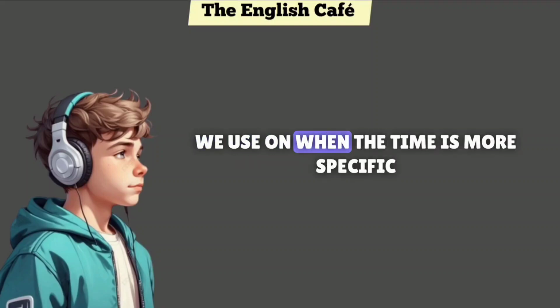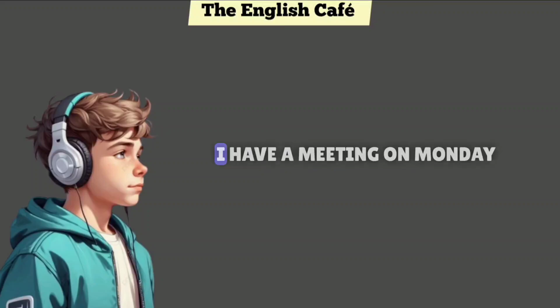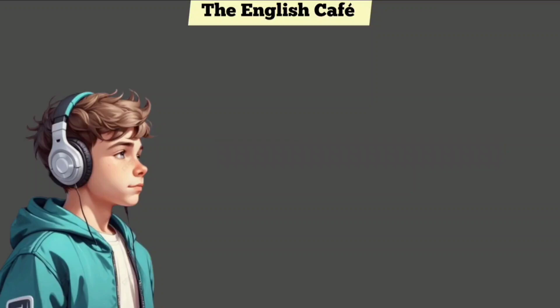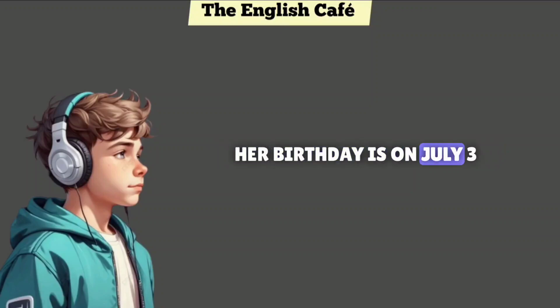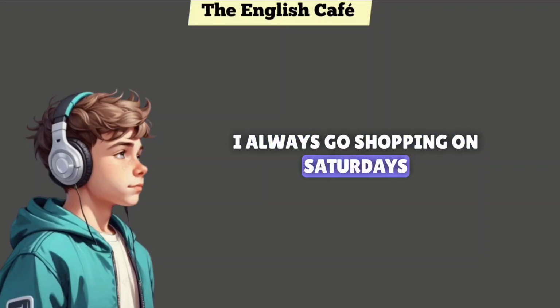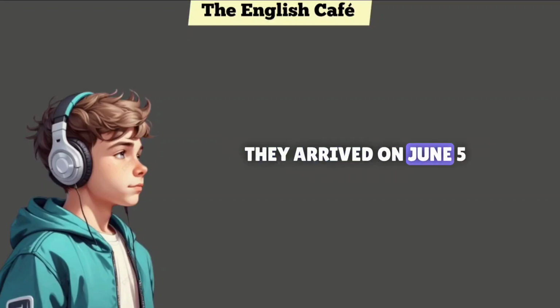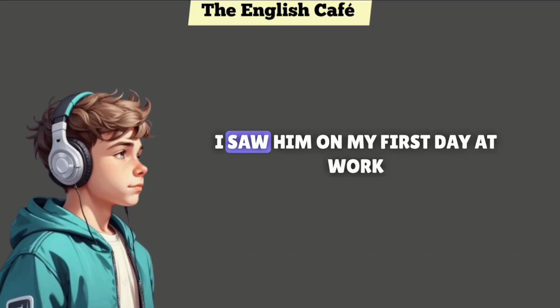In the evening. Okay. Now let's talk about on. We use on when the time is more specific, like a day or a date. For example, I have a meeting on Monday. Her birthday is on July the 3rd. We met on Christmas Day. I always go shopping on Saturdays. There's a big party on New Year's Eve. They arrived on the 5th of June. I saw him on my first day at work.